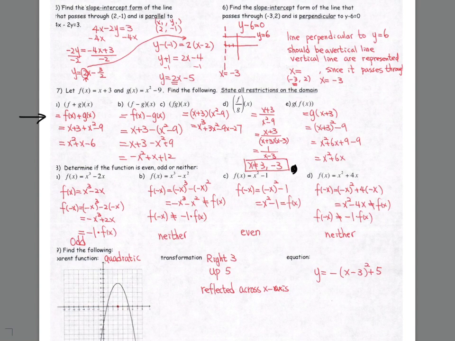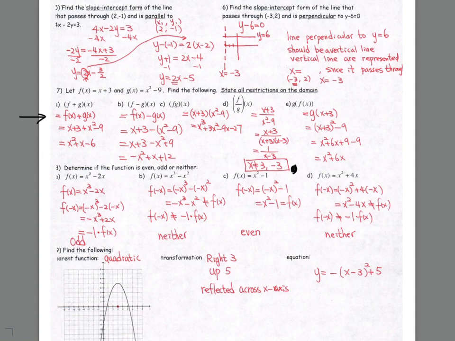Letter E, g of f of x. So this is a composite function. First you take the output from your f of x function, which is x plus 3. Then insert it into the g function. Whenever it comes to composite functions, make sure you start with the innermost function first. So g of x is defined as x squared minus 9. So our input is now x plus 3. So (x plus 3) squared minus 9. Distribute, combine like terms. The final answer is x squared plus 6x.